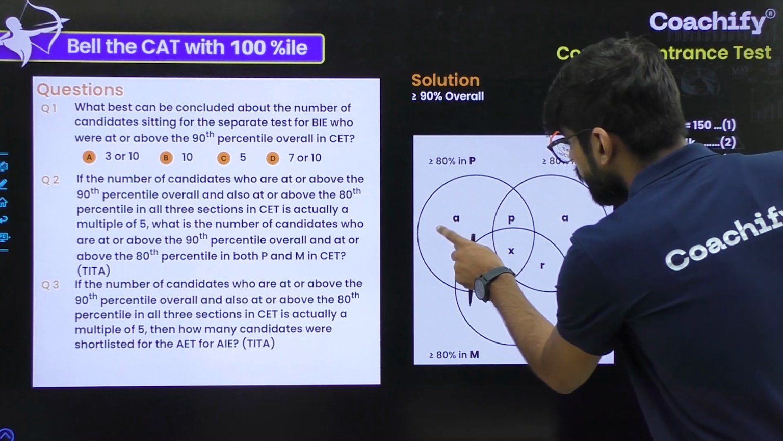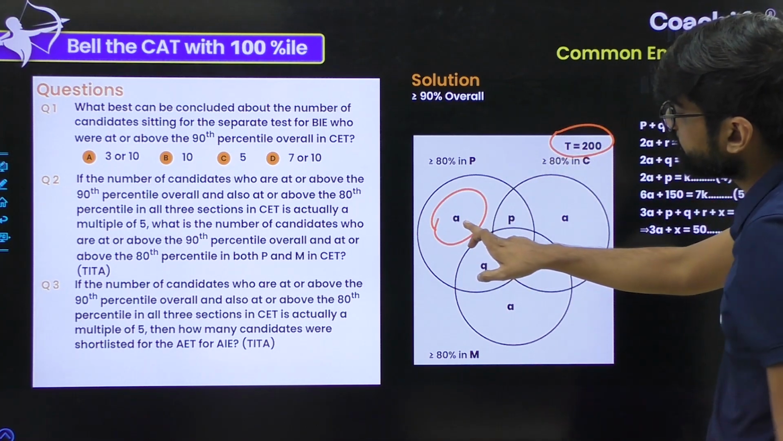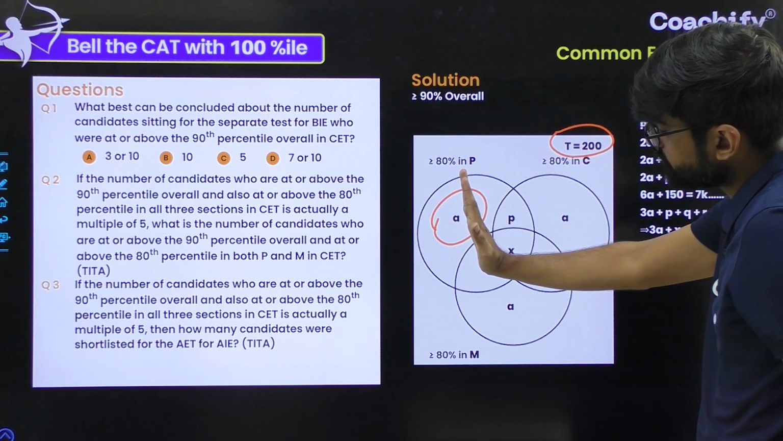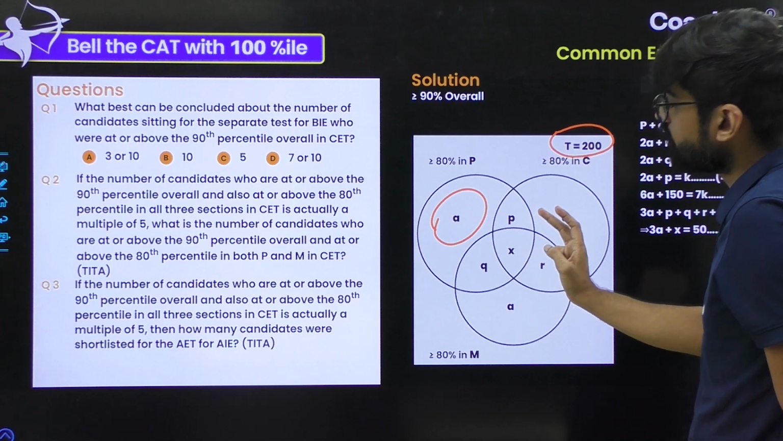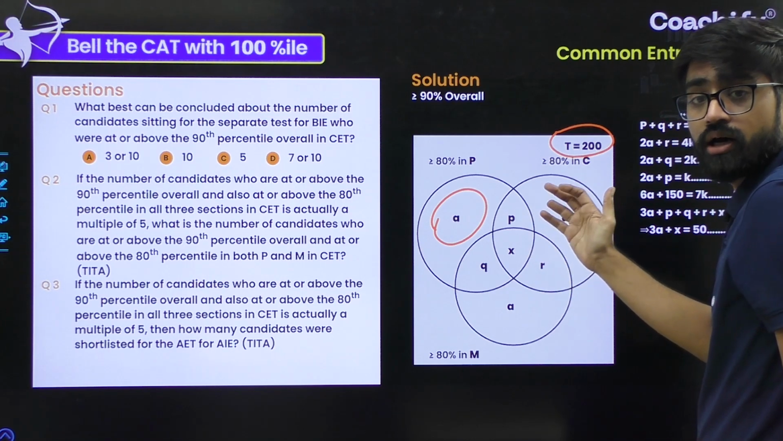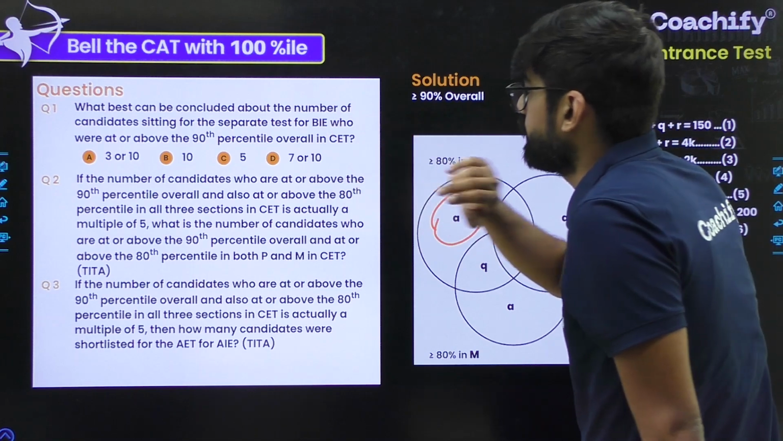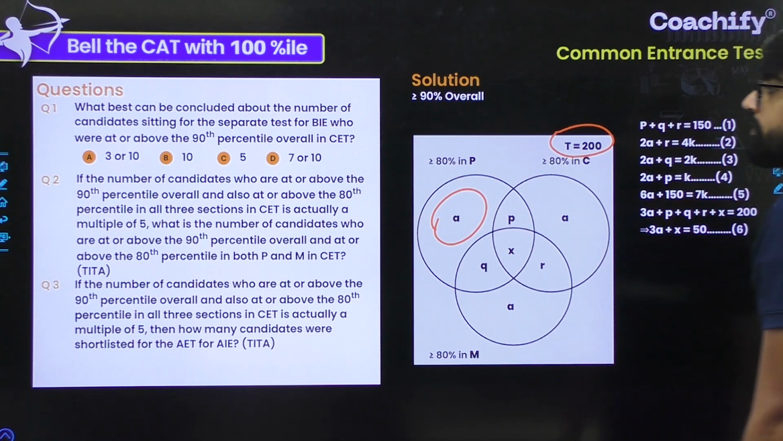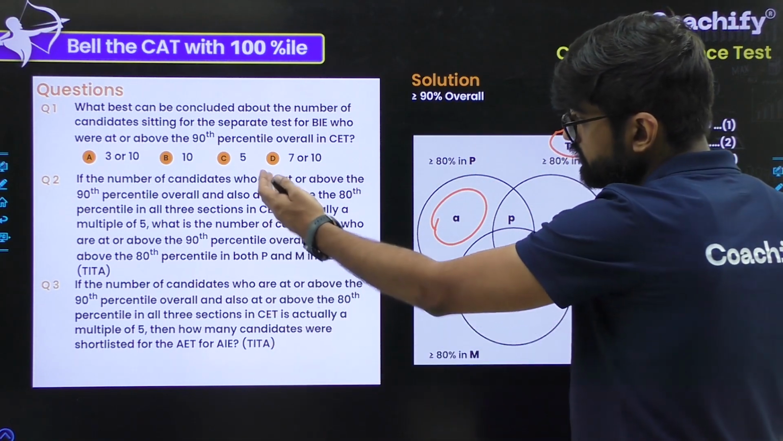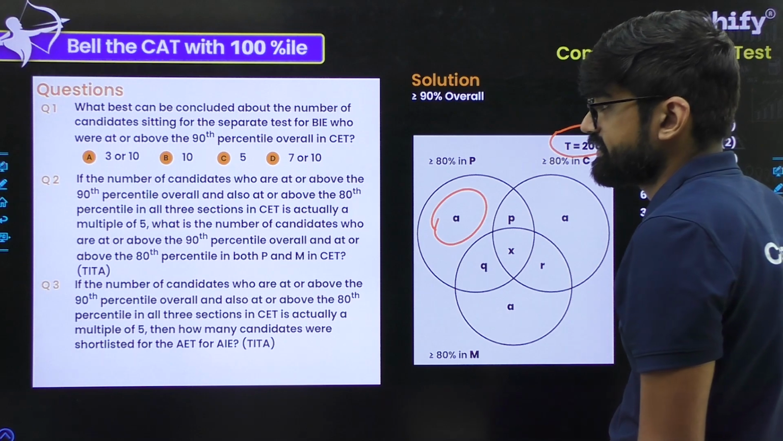वो कौन से लोग हैं? केवल ये. So these are the candidates who are securing at least 80 percentile in P but not securing 80 percentile or above in minimum 2 sections, right? So this was the criteria for BIE. Now we have to talk about A. So what are the options? We are provided with 3 or 10, 10, 5, 7 or 10, right?